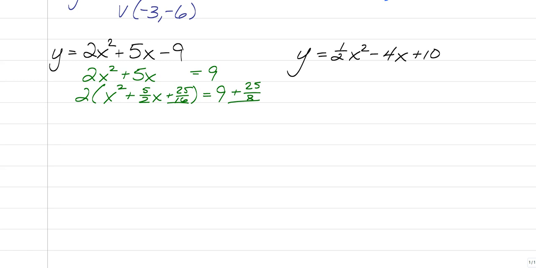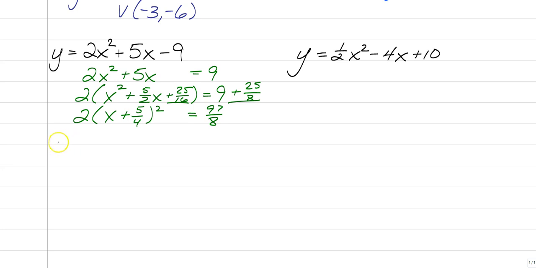So again, I did not do anything different. The only challenging part is that we're working with nasty fractions. So now the next step is the same. We have to write that as the square of a binomial. No problem. We have x and half of b. So half of 5 halves is 5 fourths, squared, is equal to, now remember 9 can be written as 72 eighths. So we have a common denominator. So that's going to be equal to 97 eighths.